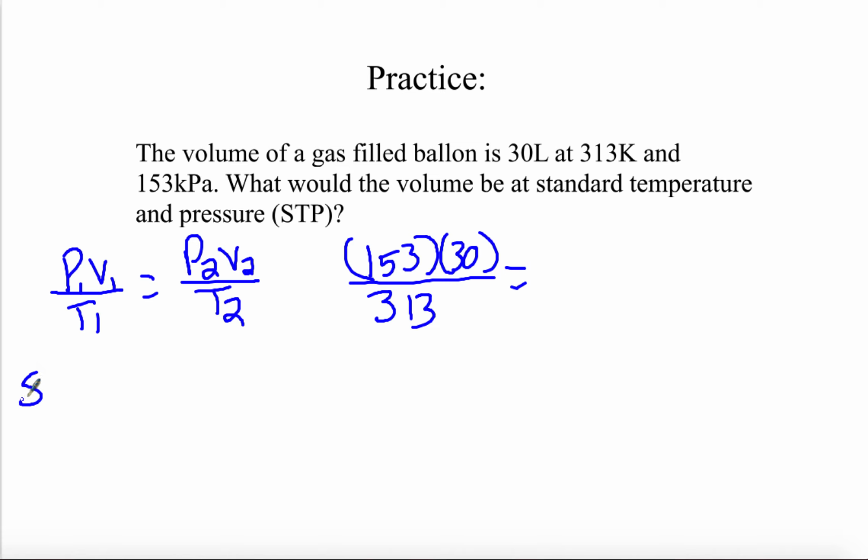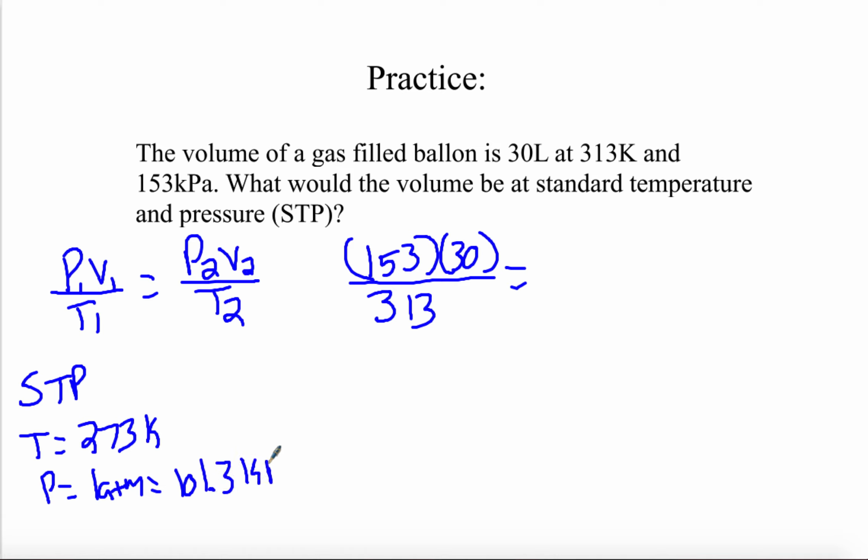Now, STP means that the temperature is equal to 273 Kelvin, and the pressure is equal to 1 atmosphere, which in turn is equal to 101.3 kPa. So STP is a set condition; this is what the temperature and pressure equal. We need to find what the volume is going to be. So we know the pressure is going to be 101.3, we are looking for the new volume, and we know that the temperature is going to be 273.